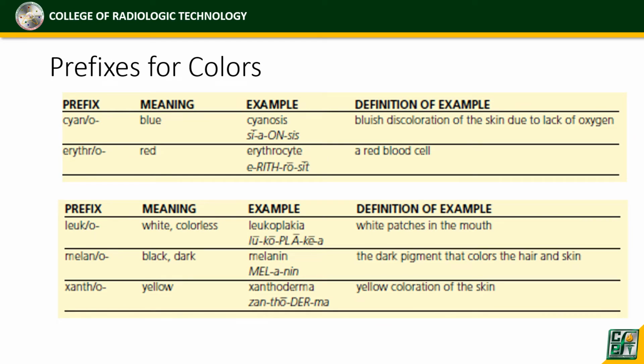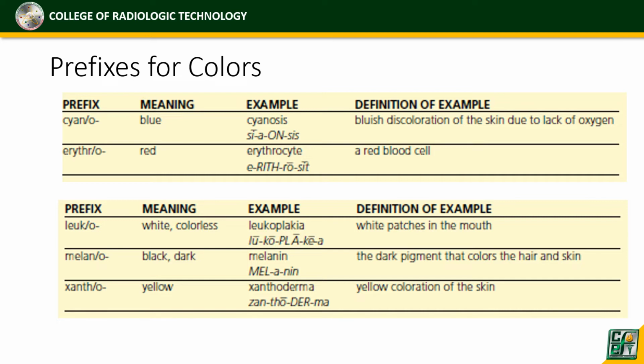For prefixes for colors, we have cyano, which means blue. The example is cyanosis, the bluish discoloration of the skin due to lack of oxygen. Cyano, blue. Then erythro, red. Erythrocyte, which is a red blood cell.